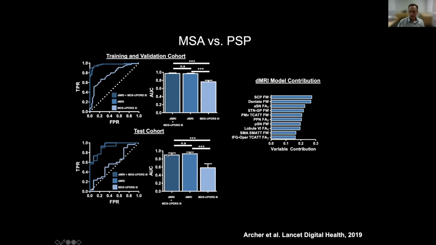The area under the curve is slightly lower in the test cohort than the training cohort, but it's still very strong. So the test cohort still has an area under the curve over 0.9, which is still very strong. And again, the diffusion imaging is doing well compared to the rating scale alone.